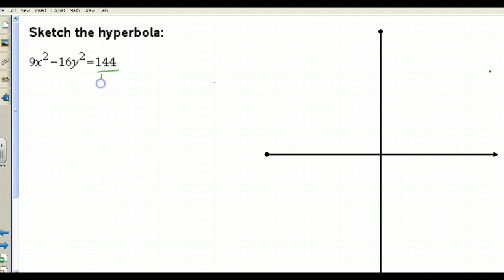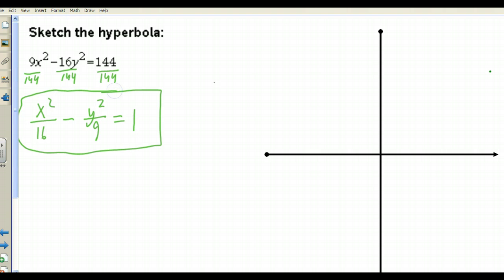So I would divide each term by 144. Divide by 144, and divide by 144. And 9 divided by 144 is 1/16, so it'll be x squared over 16. And outside that plus, that would be a minus right there. And then this one would be y squared over, so that cancels out, 16 goes into 144 9 times, and then 144 divided by 144 is 1. So now we have it in the right form.